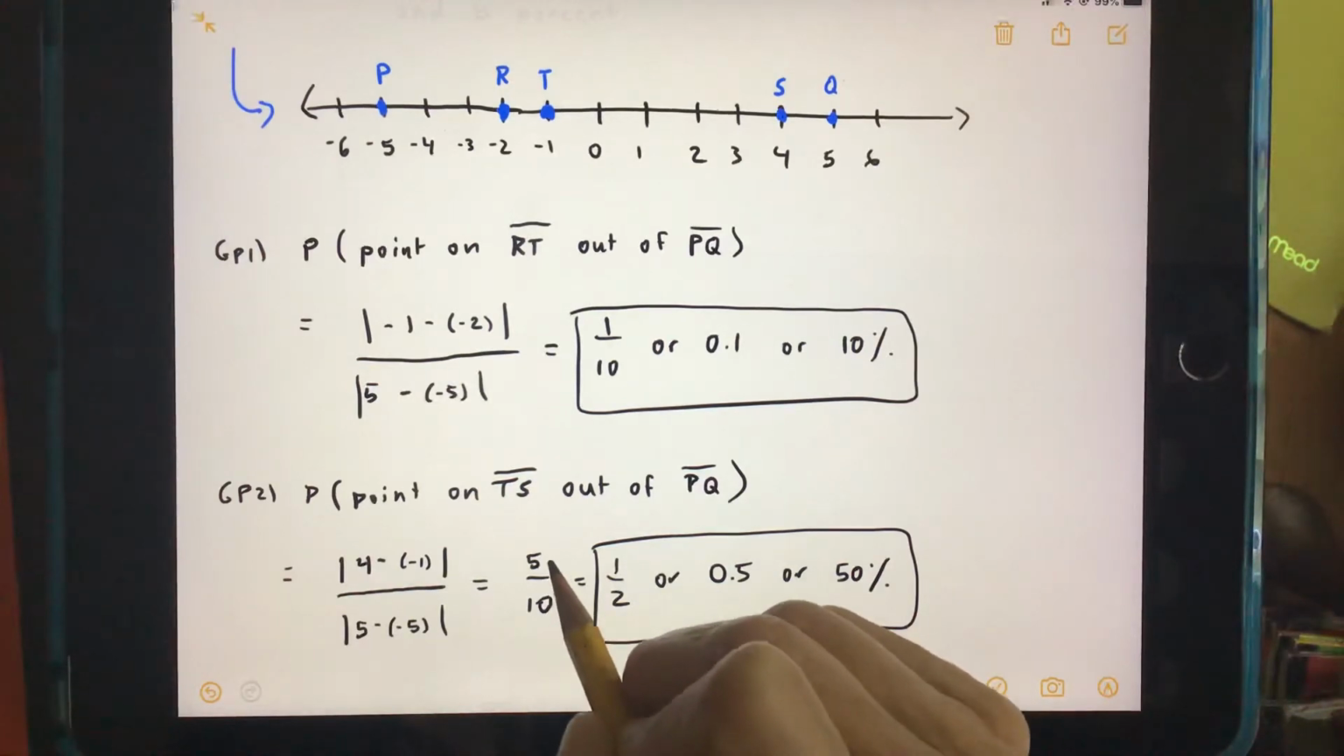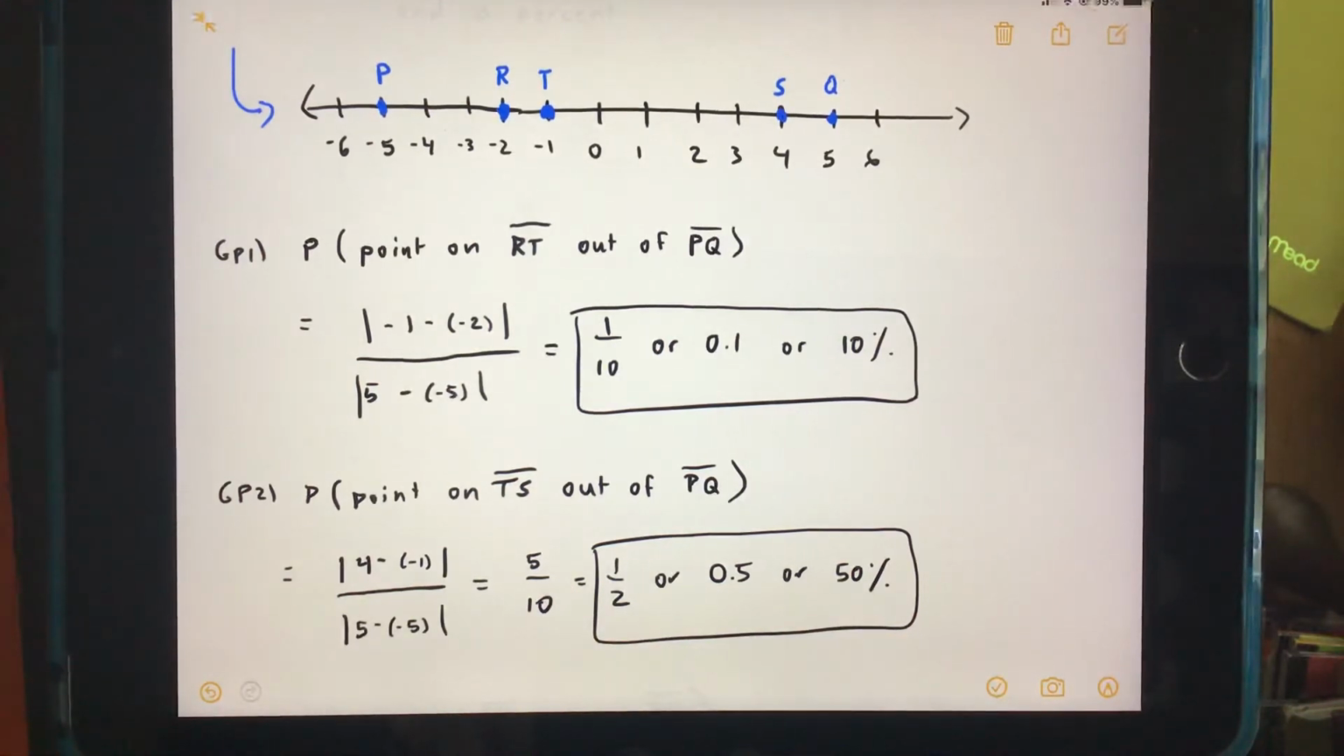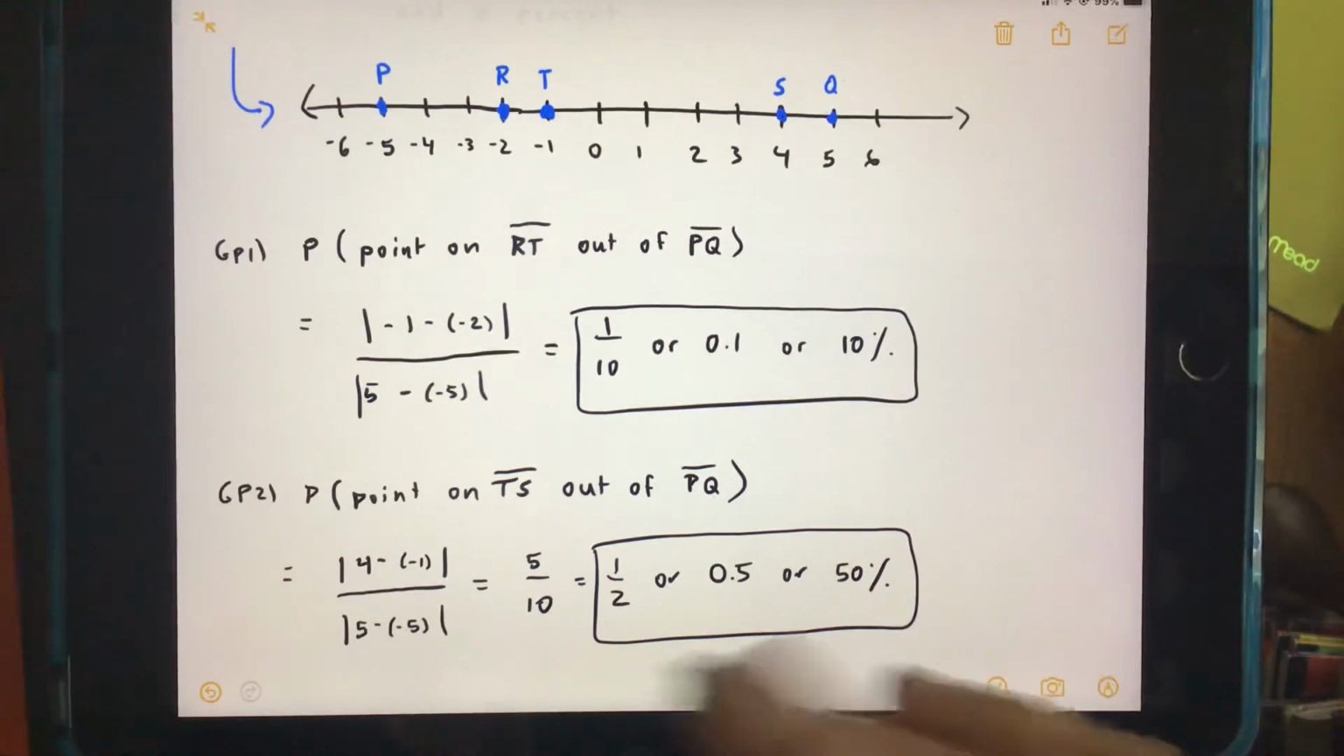Favorable outcomes, there's 5 possibilities. Total possible outcomes is 10, and that reduces to 1/2, which is the same thing as the decimal 0.5. 5/10 by definition is 0.5, and 1/2 and 0.5 mean the same thing as 50%, because 1/2 is the same thing as 50 out of 100, which is 50%.